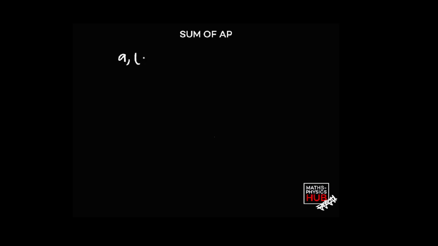Okay, so let's say this is the AP. Then the next term is going to be A plus 2D. Then the next term is going to be A plus 3D. Then and so on like that, down to where A plus N minus 1 times D.